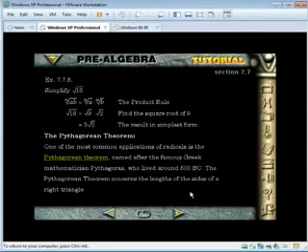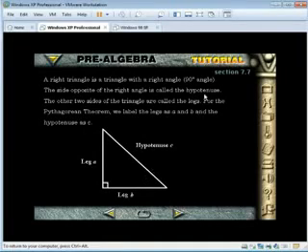The Pythagorean theorem. One of the most common applications of radicals is the Pythagorean theorem, named after the famous Greek mathematician Pythagoras, who lived around 500 BC. The Pythagorean theorem concerns the lengths of the sides of a right triangle. A right triangle is a triangle with a right angle, a 90-degree angle. The side opposite the right angle is called the hypotenuse. The other two sides of the triangle are called the legs. For the Pythagorean theorem, we label the legs as a and b, and the hypotenuse as c.